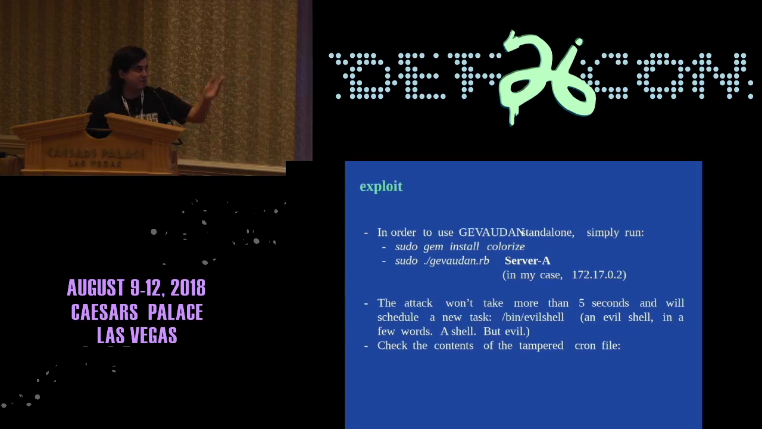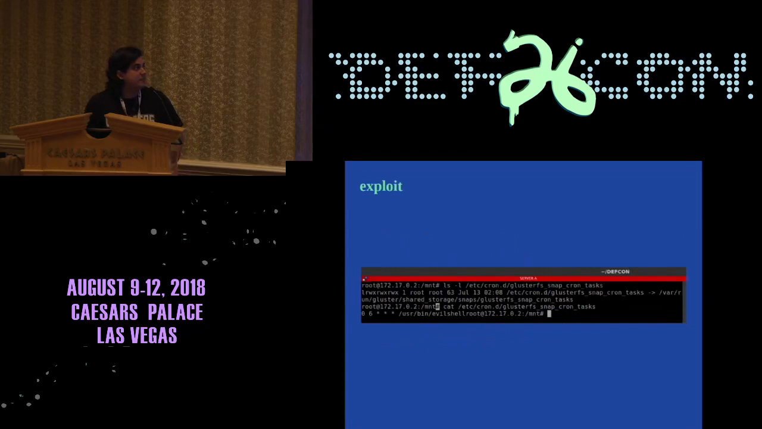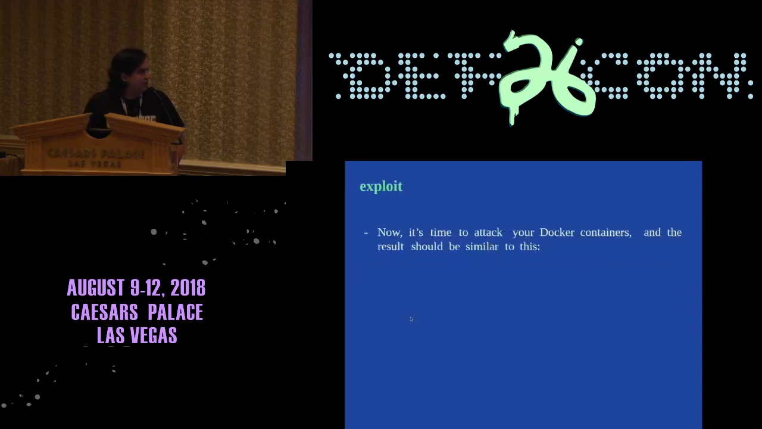In my case, this one. It won't take more than 5 seconds and we'll schedule a new task, /bin/evil_shell. You know, it's like a shell but evil. And it's fictional. And then we can check the contents of the tampered cron file. As you might see, it cron'd something to run. This output has a failure in the line breaking, but it's well cron'd.